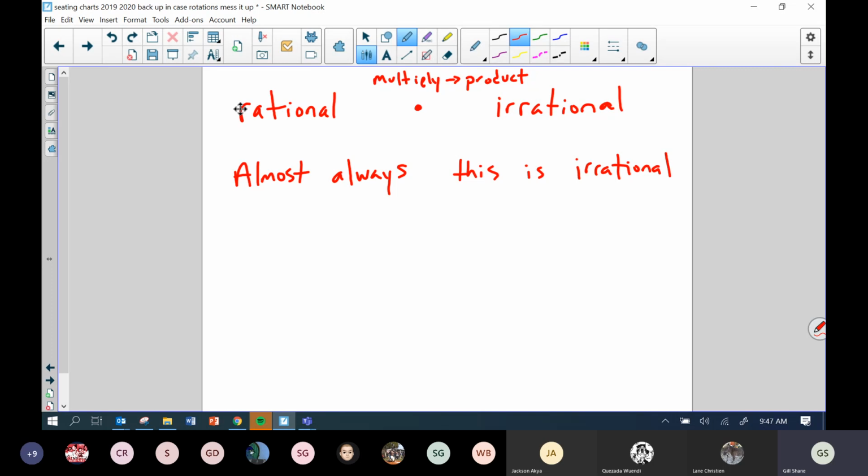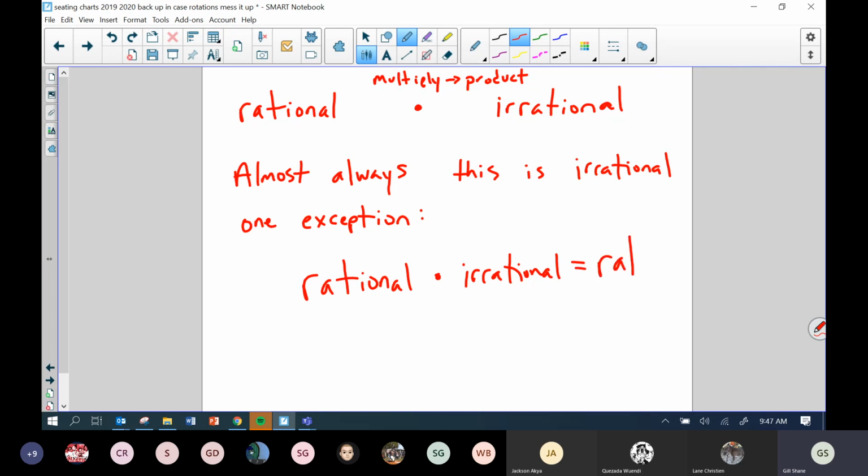But there is one exception. There's one exception when I can say that a rational number times an irrational number is going to give me a rational number. There's only one time when you can get this for multiplication. And actually, there's only one exception for division as well, and it's pretty much the same exception.